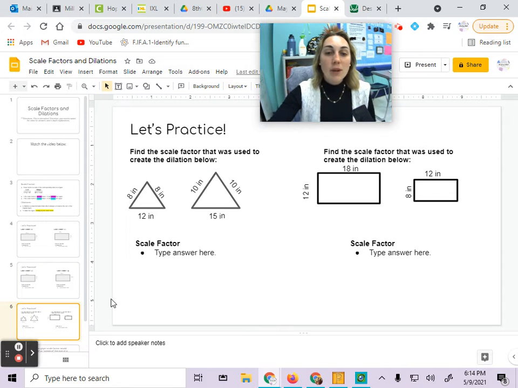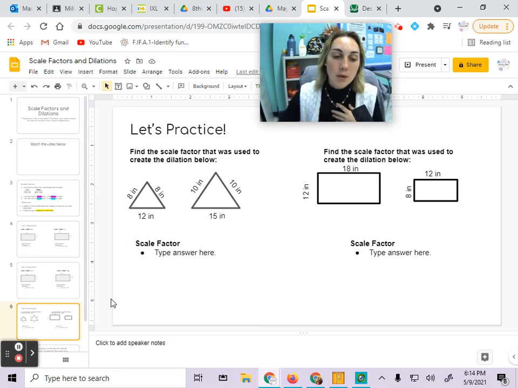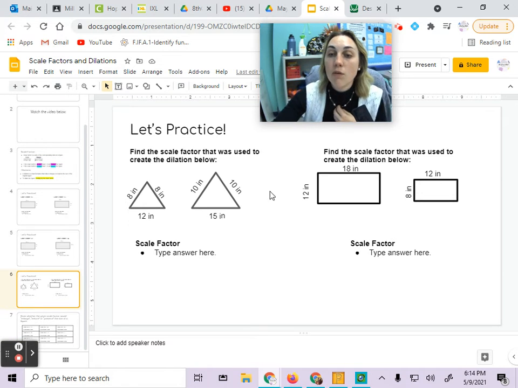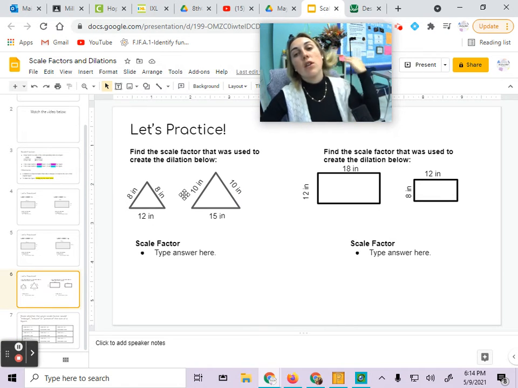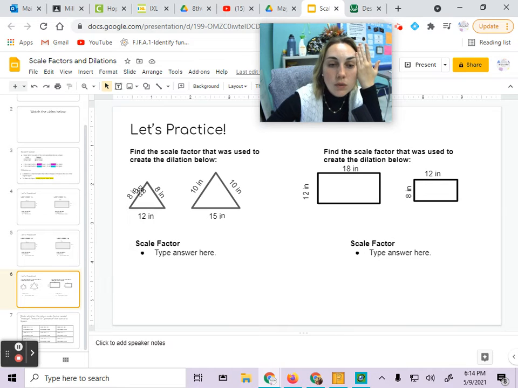All right. So now we need to find the scale factor used to create the dilation. I'm going to do number 1. Your job is going to be to do number 2. All right, so here's how you can do that. If you wanted to find the new side lengths to dilate the figure, you need to multiply the side length by the scale factor. In order to find the scale factor, you need to do the opposite of multiplication.